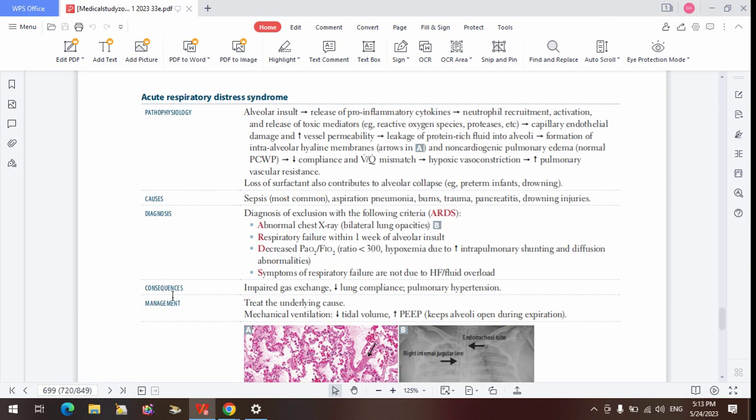Another cause is aspiration pneumonia. So there's aspiration of gastric content directly into the airway, getting to the alveoli, causing alveolar insult, which brings about release of pro-inflammatory cytokines that start the cascade. Burns can also bring about release of cytokines. Trauma to the lungs can bring about alveolar damage with release of cytokines. Pancreatitis has been known to be a condition that releases a lot of cytokines into the bloodstream. It can also cause acute respiratory distress as one of the presentations.